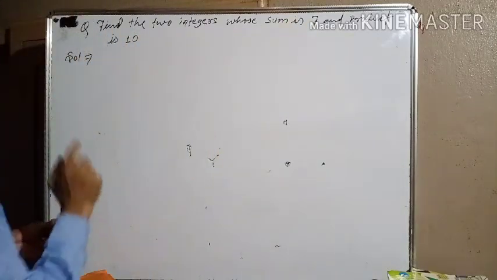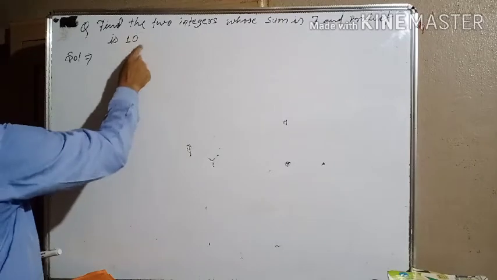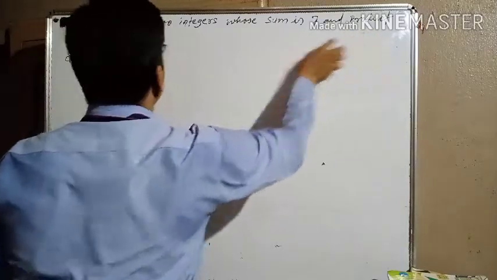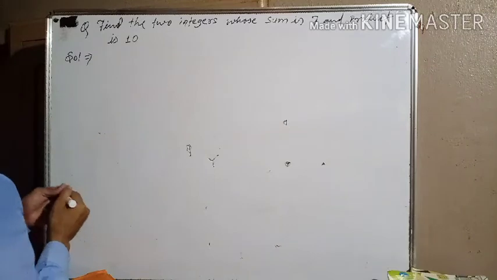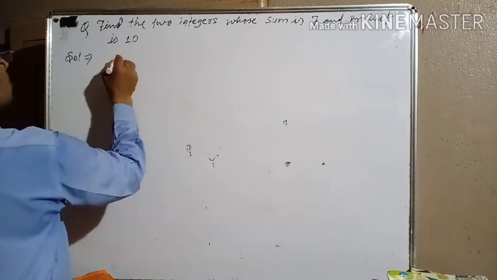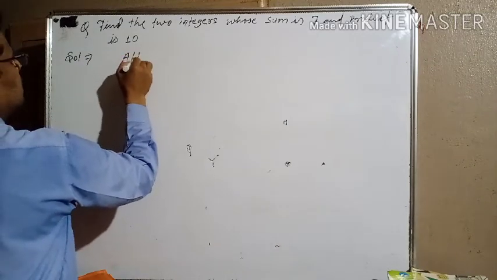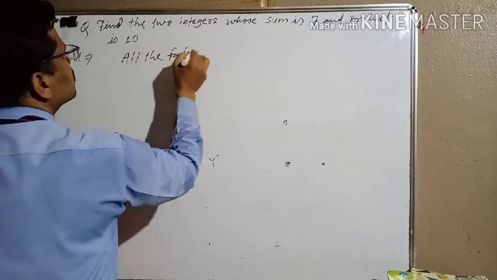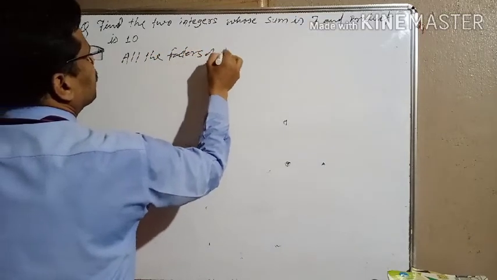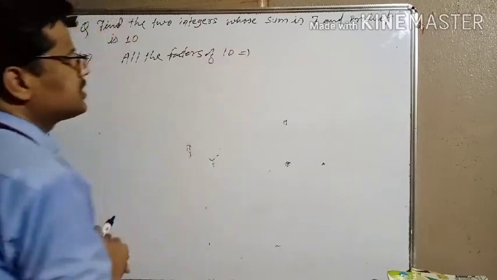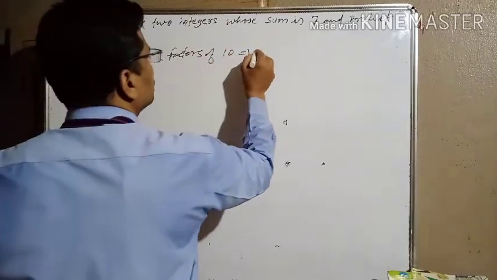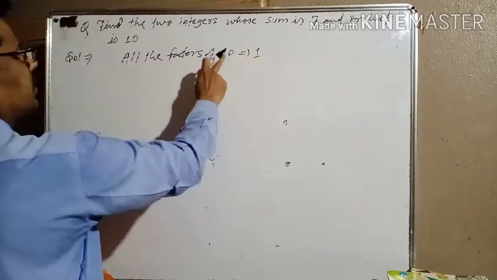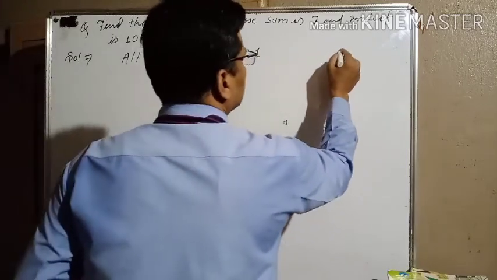It is very simple. First, we have to find the factors of the product. Here the product is 10, so first we write all the factors of 10. How will you find them? What is the smallest factor of every number? We write 1. And the greatest factor of this number is 10, so we write 10 here.